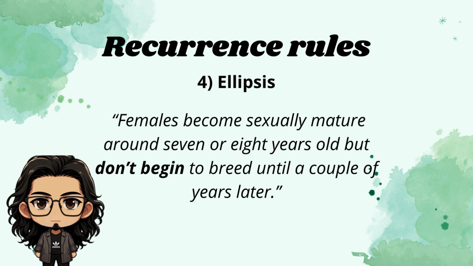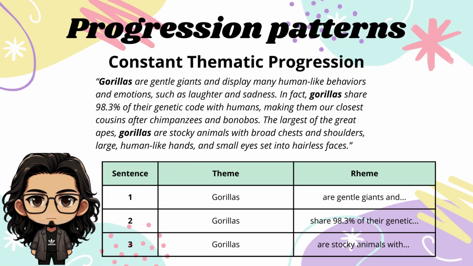For example, "females become sexually mature around 7 or 8 years old, but don't begin to breed until a couple of years later." In the second part of the sentence, after the coordinating conjunction "but," the subject is omitted. In this text, we can identify 2 types of progression patterns. The first 3 sentences display a constant thematic progression. All of them deal with the same topic or theme, gorillas.